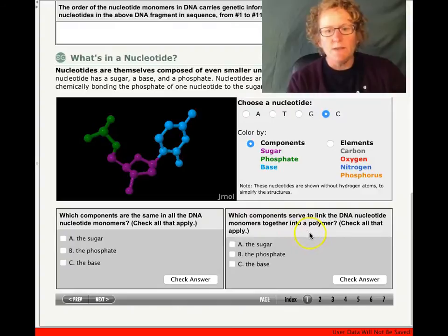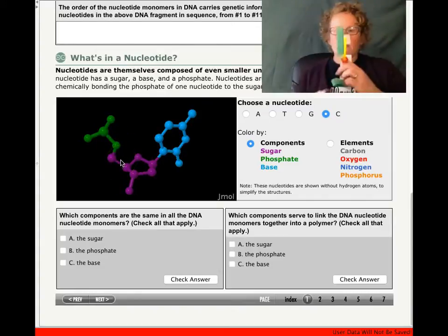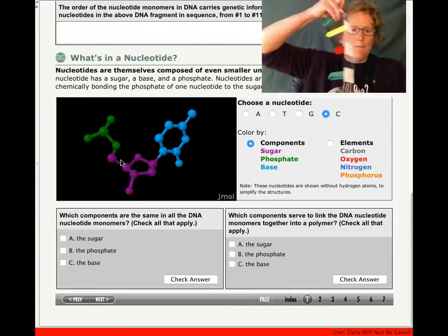Which components serve to link the DNA nucleotide monomers together into a polymer? Well, these bases connect to each other in the middle of the DNA. These guys link to each other. They're the sides of the DNA, like the sides of the ladder. This represents the sugar and the phosphate here.